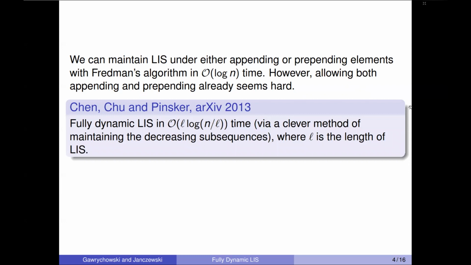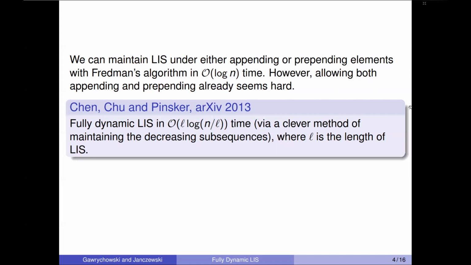Another thing we could try is parameterizing our complexity by the length of LIS, and it has been done. So let's say that the length of the current LIS in the array is L. Then there exists a solution which can perform updates in time L times logarithm of N over L. Okay, so that can be nice, but still L, the length of LIS, can be linear in N. So in the worst case, it's not much better than just running Fredman's algorithm from scratch after every update.